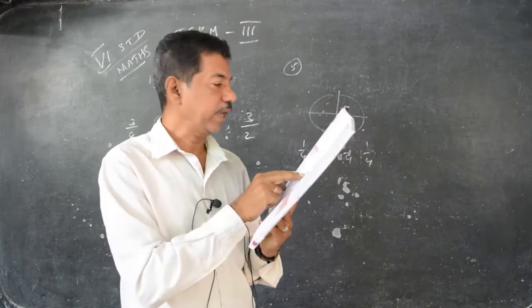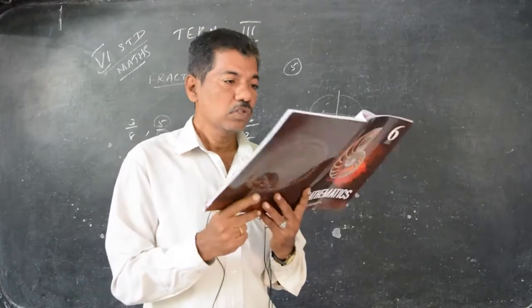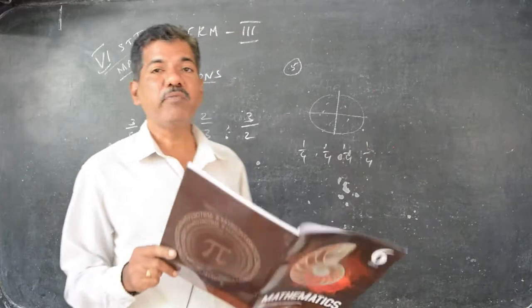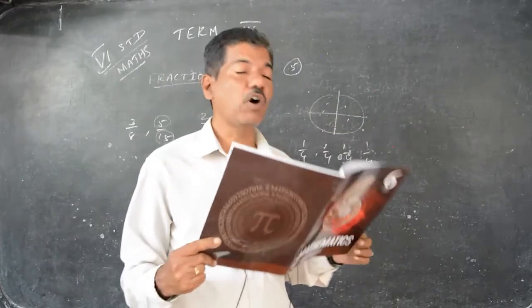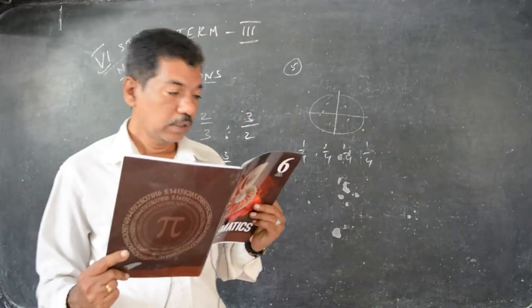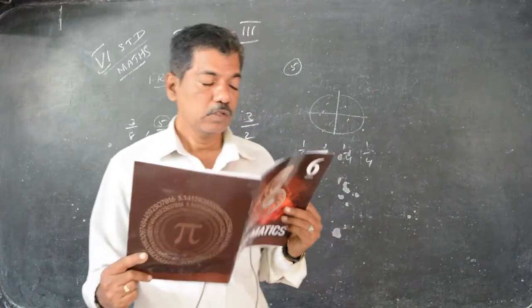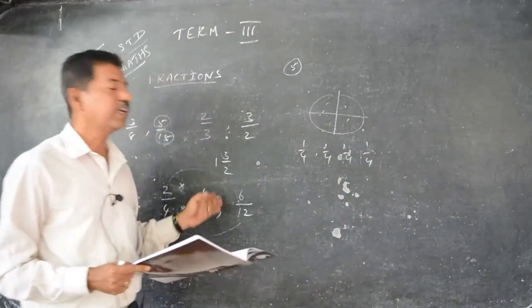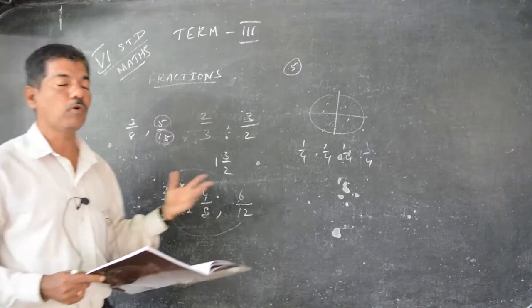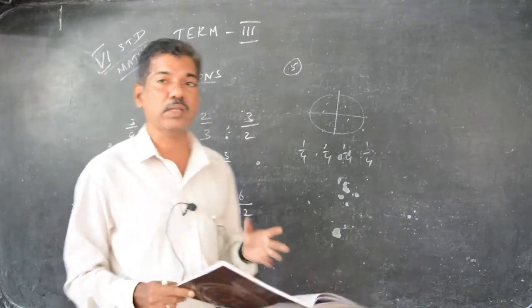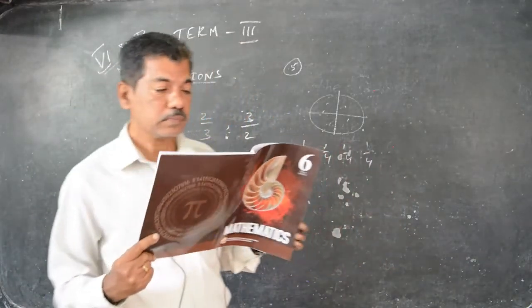Okay, so next, how can we compare equivalent and non-equivalent fractions? Using my tables, we will get the equivalent fractions. 2 table, 3 table, 4 table, 5 table, whichever they ask for, we introduce it.